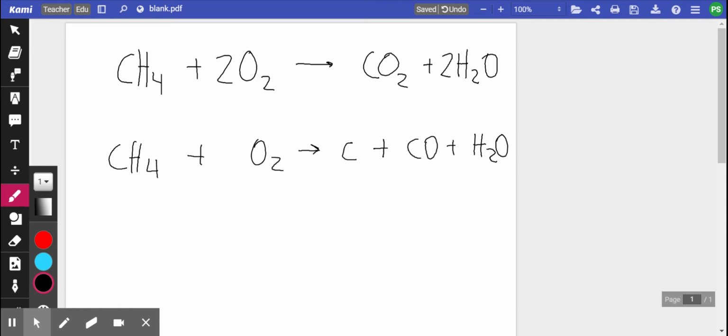Now, there's also a variety of ways you could balance this equation, depending on how much carbon or carbon monoxide you make. So this will vary. Apologies. And therefore, we will have a variety of balanced equations.